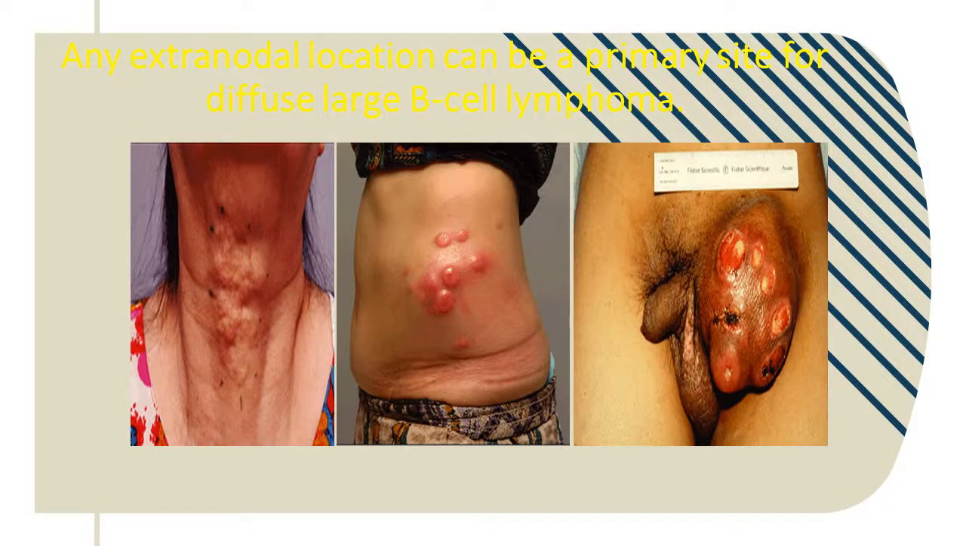Patients with diffuse large B-cell lymphoma typically present with a rapidly enlarging, often symptomatic mass at one or several sites. Extranodal presentations are common. As seen in these images, there are multiple dome-shaped erythematous cutaneous nodules at different sites, such as the neck, trunk, or genital area.